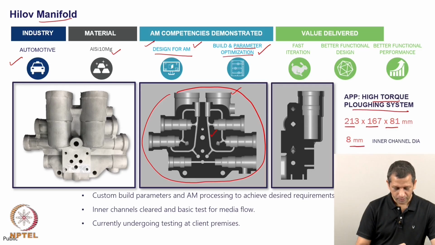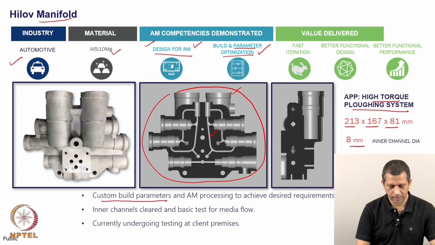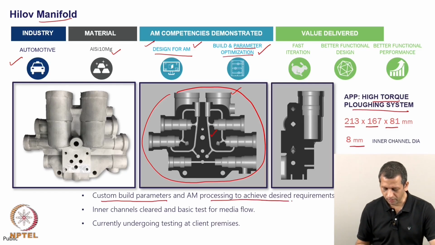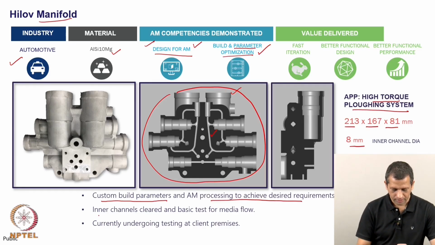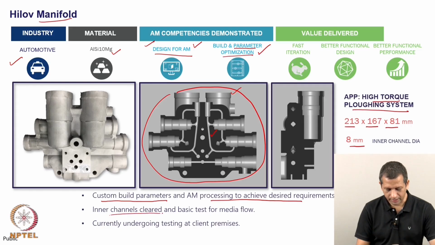By using additive manufacturing, we could customize the build parameters and the desired geometry and topology could be achieved. The inner channels were clean, and if there were any remnants of the powders or additional sintered part, they could be cleared, and the basic tests for the media flow etc. are currently being done at the client premises.